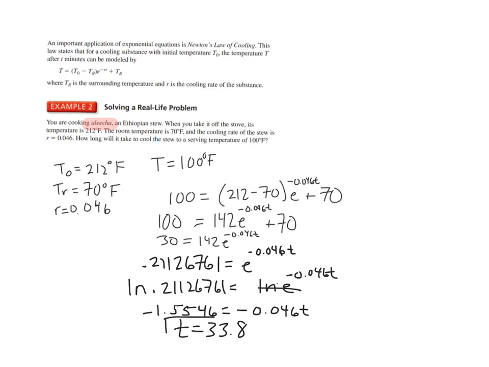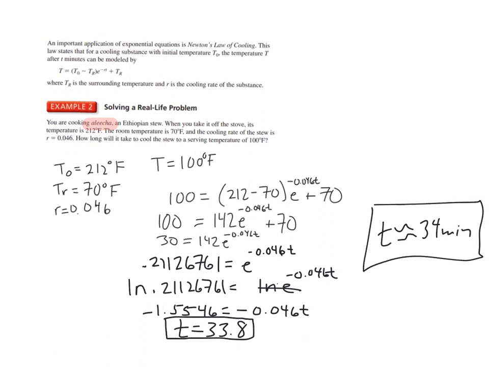Now, what is it describing? Well, it goes back into the problem and says how long, and t is in minutes, right? So we should probably just round, and the amount of time it will take is probably 34 minutes. Make sure you put units so that way you don't think it takes 34 hours, because that would not be something fun to eat. Alrighty. So hopefully that gives you a better understanding of how we address these types of exponentials.